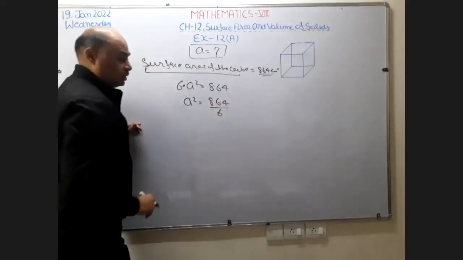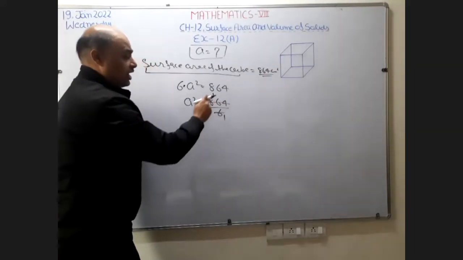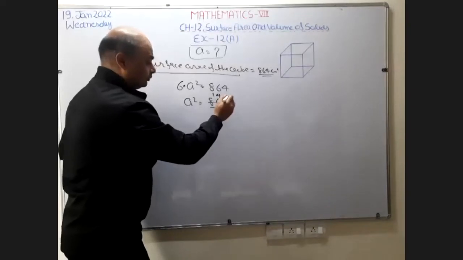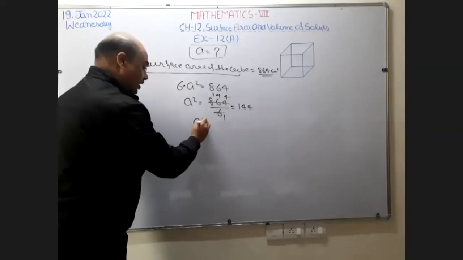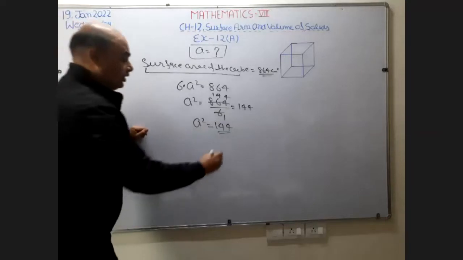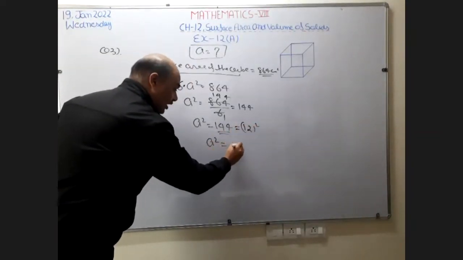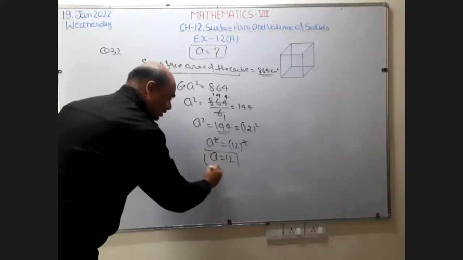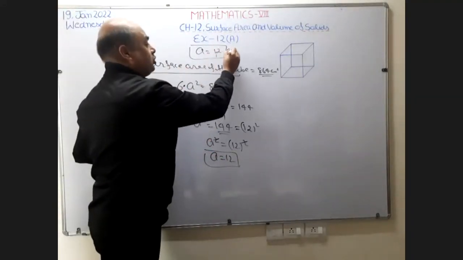Now cancel with 6. 6 times 1 is 6. What is left? 26. 6 times 4 is 24, and again 6 times 4 is 24. So it is going to be 144. So a square is equal to 144. 144 is the square of which number? 12. So write down 12 square. It means a square is equal to 12 square. So square is going to cancel with square. What is left? a equals 12. It means the side of the cube is 12 centimeter, or the edge of the cube is 12 centimeter. So this is your answer.